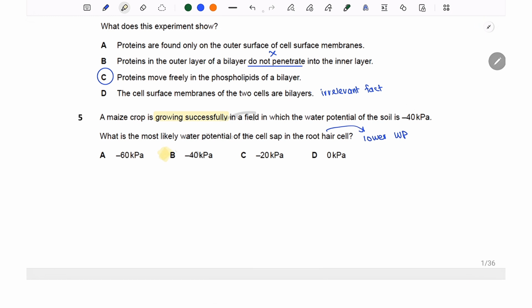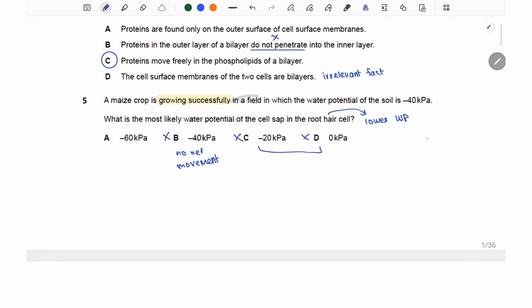So straight up, we can get rid of this option because it's the same as the soil. If it's equal, then there would be no net movement. And we can get rid of the other two because, when they talk about negatives and water potential, it gets a little confusing, but you can remember it like this for osmosis: higher water potential is the one that is less negative, and lower water potential is the one that is more negative. So this should help you do questions like this that come up frequently.